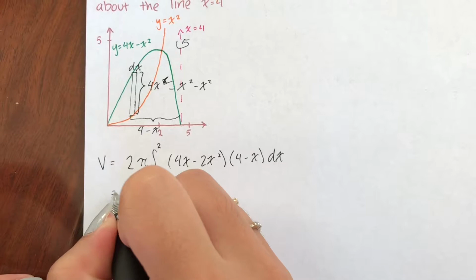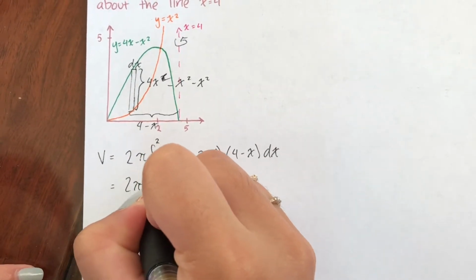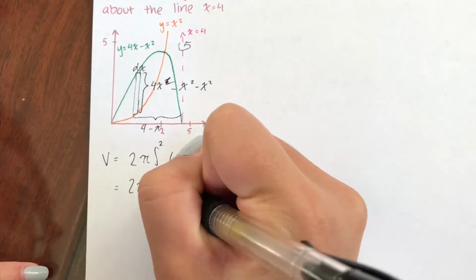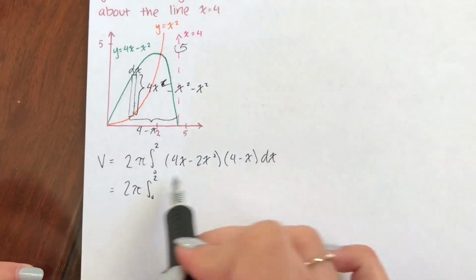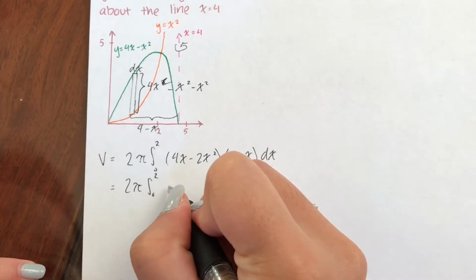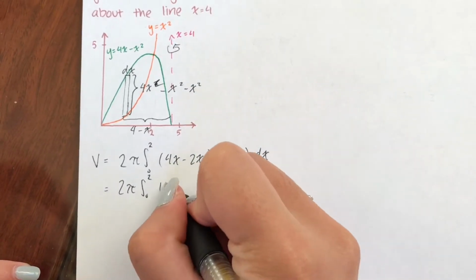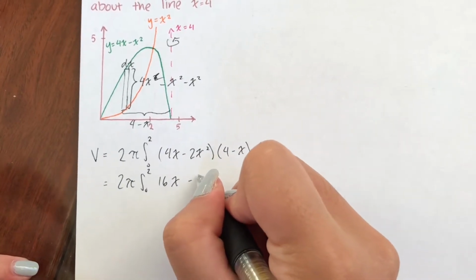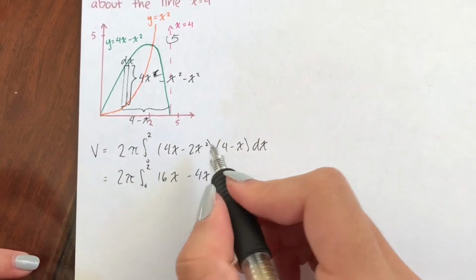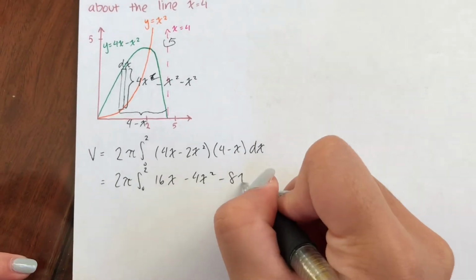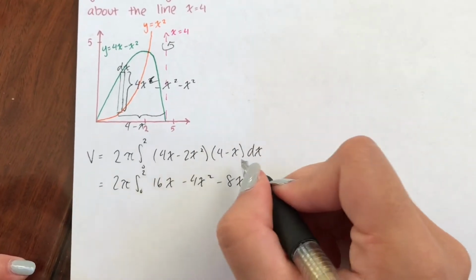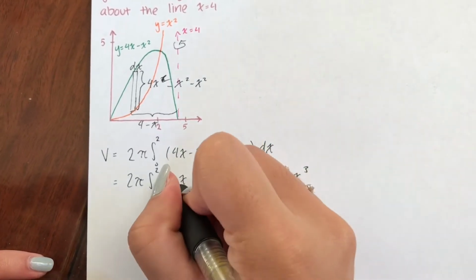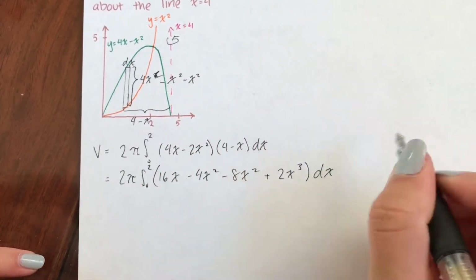Then we integrate, and hopefully you know how to do this, or else, well, I pray for you on your AP exam. Okay, so now we're going to simplify this by multiplying it out. So 4x times 4 is 16x. 4x times negative x is negative 4x squared. Negative 2x squared times 4 is negative 8x squared. Negative 2x squared times negative x is positive 2x to the third, and then all that times dx.